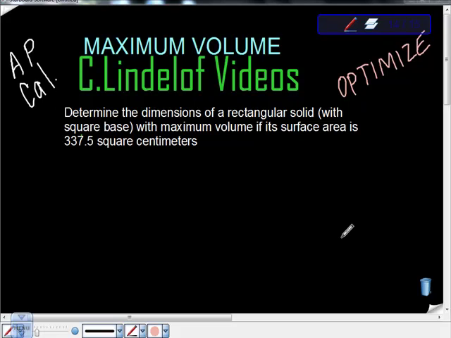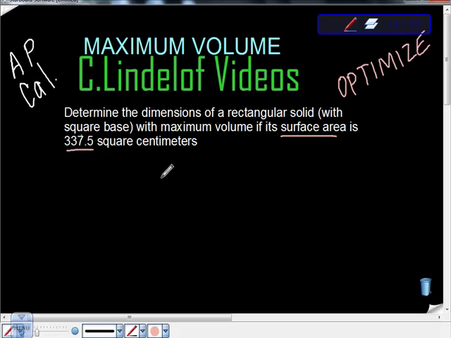This is an AP Calculus maximum volume problem from optimization, and we're asked to determine the dimensions of a rectangular solid with a square base with maximum volume if its surface area is 337.5 square centimeters. Sorry about that.